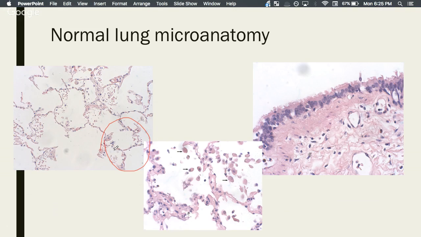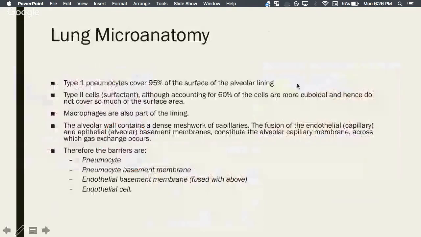Okay, so that's basically your alveolar structures, and these are your ciliated bronchiole lining. So in terms of the microanatomy of the alveoli themselves, you have your type 1 pneumocytes. They cover about 95% of your alveolar lining. So these are like your epithelial cells. And then you have your type 2 cells, which are your surfactant releasing cells.